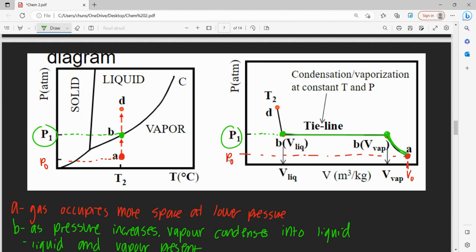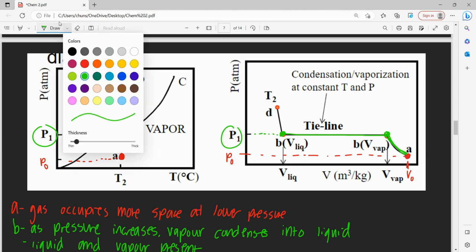So it is going to take a while. And the length of our tie line is dependent on the steepness of our slope. So the less steep our slope is, the longer our tie line is going to be. So we have two parts: the volume of our vapor and the volume of our liquid. And as pressure is slowly being applied, there's going to be more vapor and less liquid, specific volumes, if that makes sense.